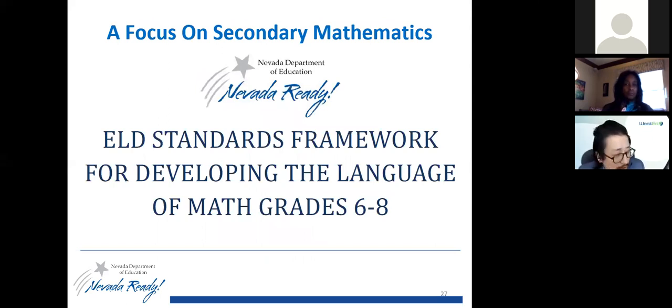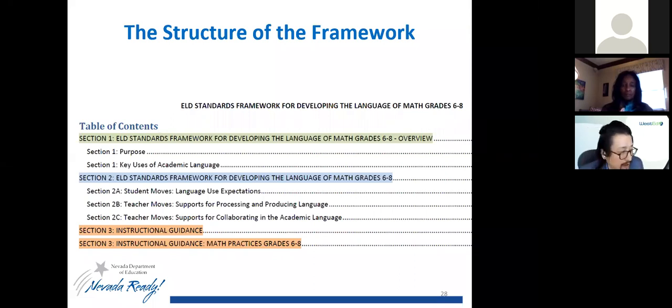And overall, the ELD Standards Framework has the following structure. We'll be looking at the sections that are relevant to language for developing the mathematics of grades 6 through 8. That's section 2. And then we'll turn at the end to look at section 3, which is how teachers can support English learners in engaging in the mathematical practices, the standards for mathematical practice. And so in some sense, the rest of what we're going to do today is use the ELD Standards Framework in secondary mathematics to critically examine the lesson that I've outlined before, to see if there's anything that we can add to enhance the opportunities offered to English learners to participate and to use language.